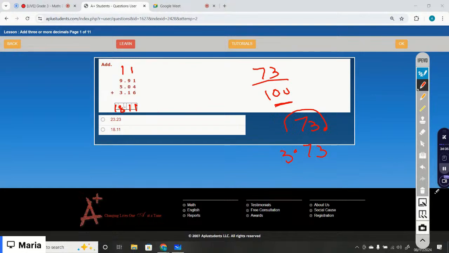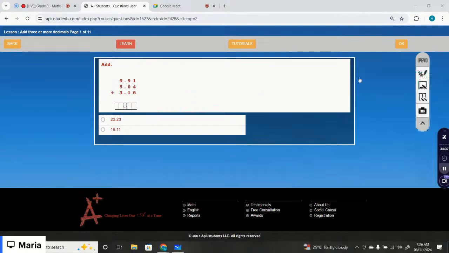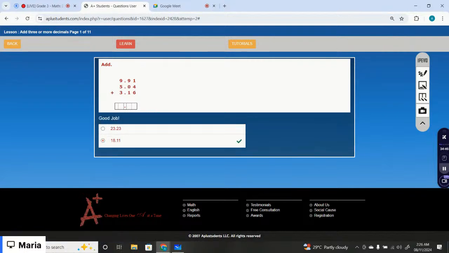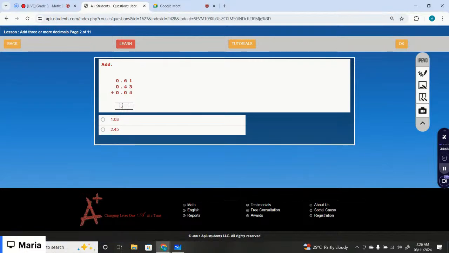So let's just move on to the next one and use your notebook and pencil, add and write the answers in the chat box, right? So for the next one you have to add, that is 0.61, 0.43, and 0.04. So how do you add? Just add and write the answer in the chat box.